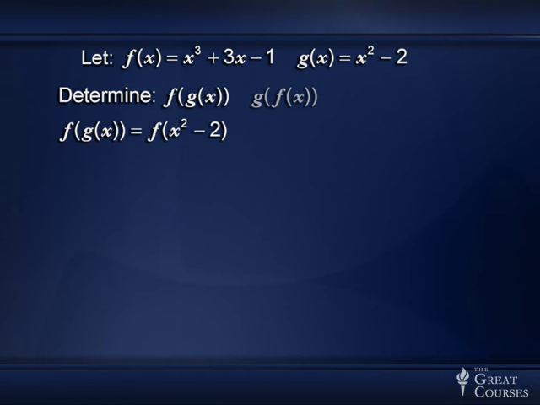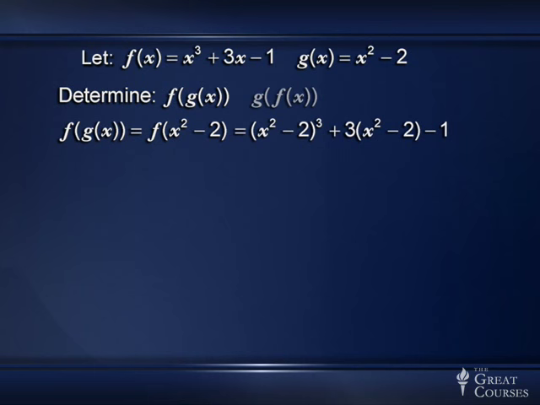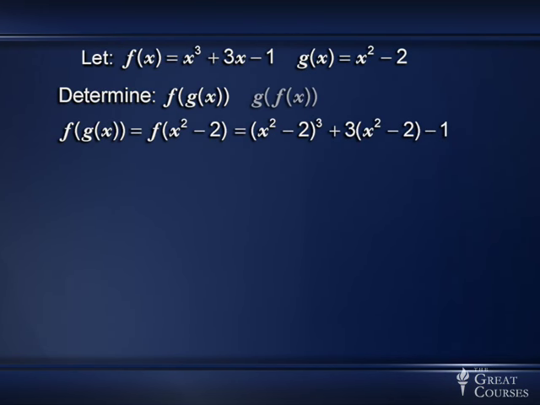f of g of x equals f of x squared minus 2. I've just plopped the g of x into the function f. And that's the same as x squared minus 2 cubed plus 3 times x squared minus 2 minus 1. Now, I've got to expand the x squared minus 2 cubed.